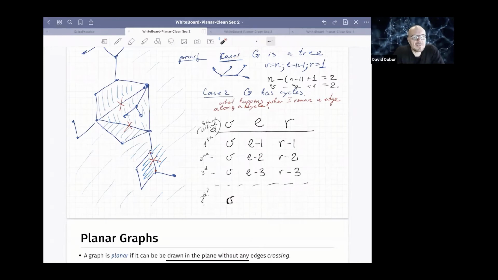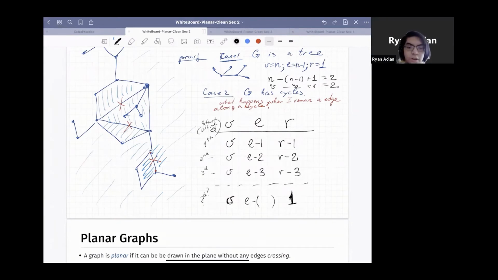How many regions does that tree have? How many regions does a tree split the plane into? Just one. Just one infinite region, right? There are no cycles for me to bound any region other than the infinite region. How many edges have I removed? You've removed R minus 1 edges. Exactly.